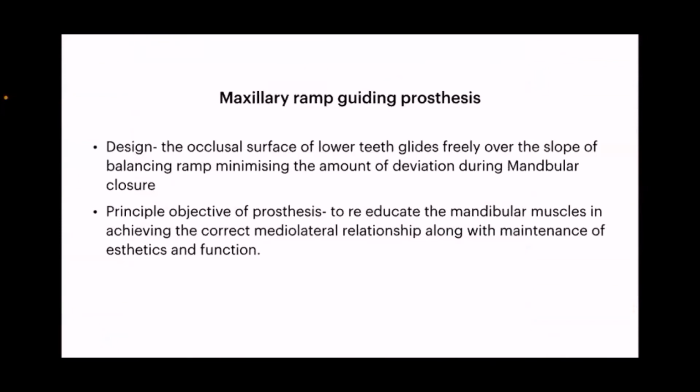Now, the maxillary ramp guiding prosthesis. Design: the occlusal surface of the lower teeth glides freely over the slope of the balancing ramp, minimizing the amount of deviation during mandible closure. The principal objective of the prosthesis is to re-educate the mandibular muscles in achieving the correct mediolateral relationship, along with maintenance of aesthetics and function.